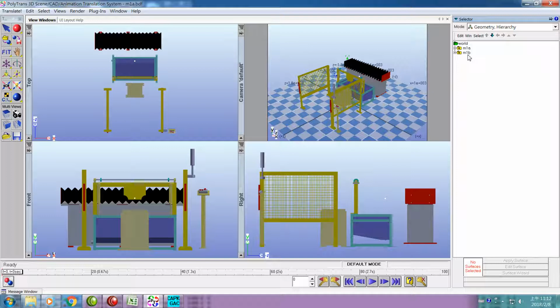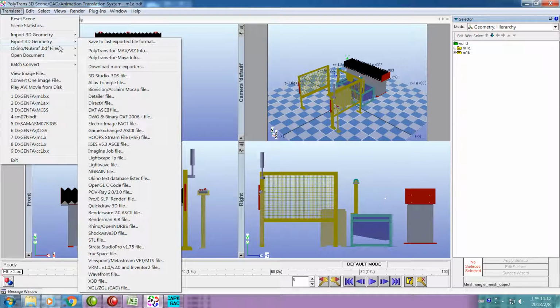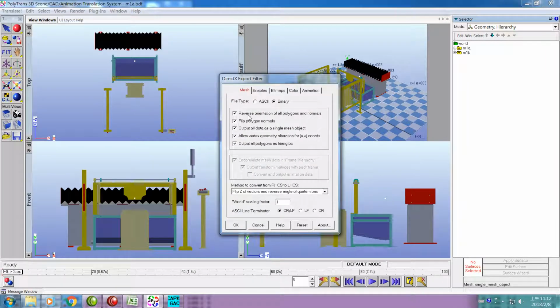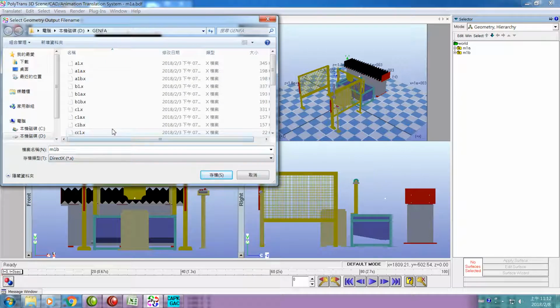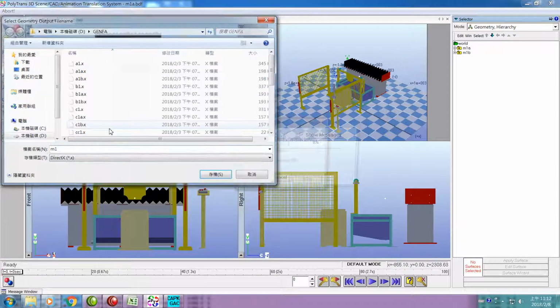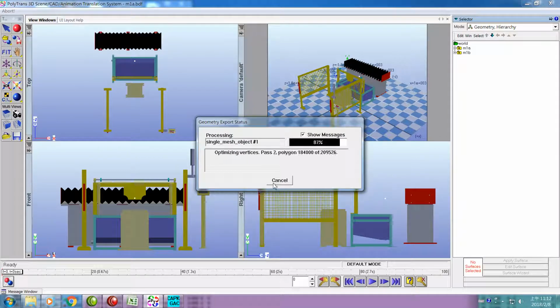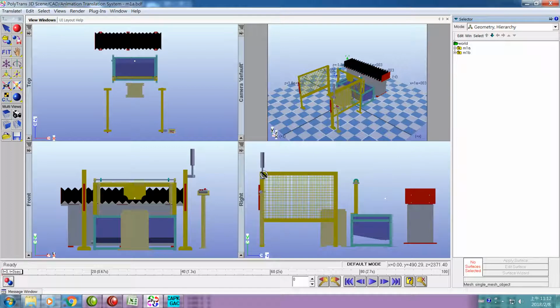The M1A and M1B, we have to combine them and export the total X file. We choose the positive parts, name it M1. Okay, the foundation M1 is finished.